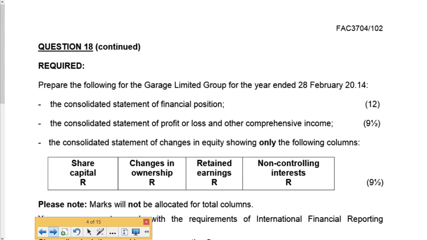So you can just set those up for me. That would be your first step from what you were given, the trial balances. You set up a quick SFP, P&L, and statement of changes in equity. Marks will not be allocated for that. There's no total column required. Share capital, changes, retained earnings, NCI.